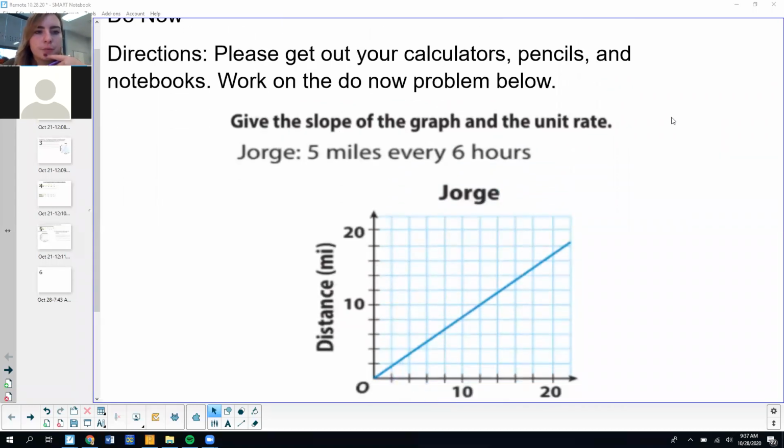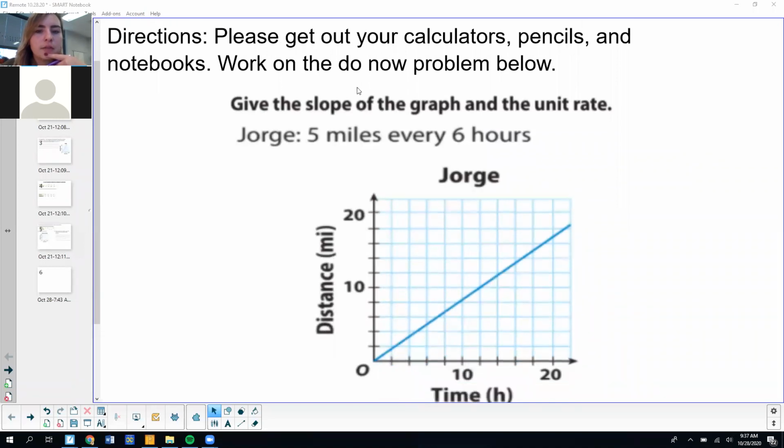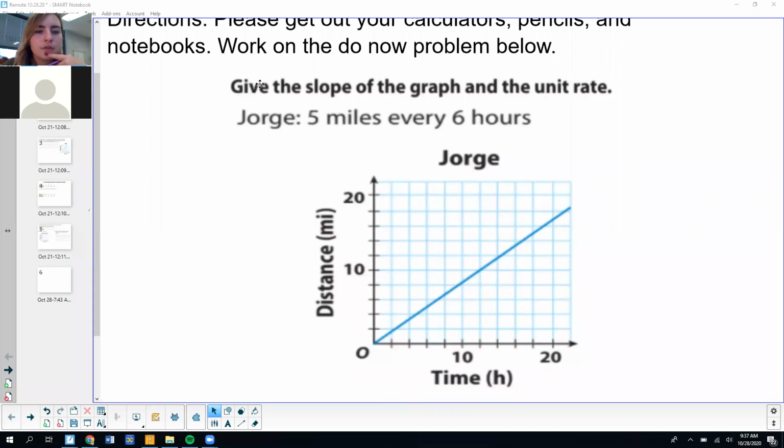Today is the 28th of October. We're going to talk about slope a little bit more today. So make sure you have out notebooks, calculators, pencils, and then this is our do now problem. It says, give the slope of the graph and the unit rate.